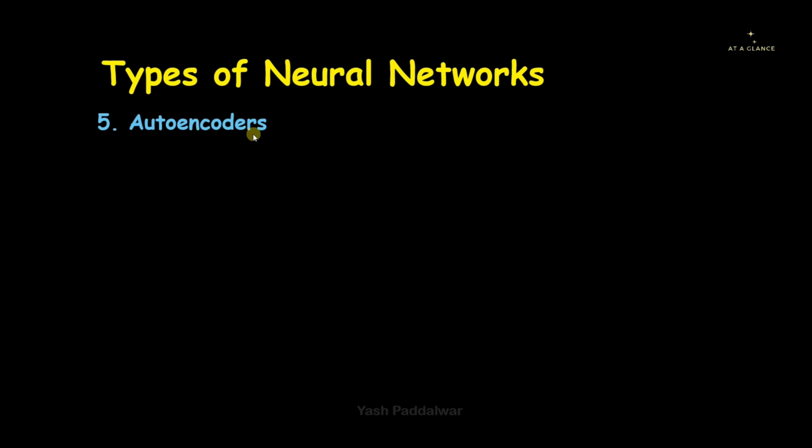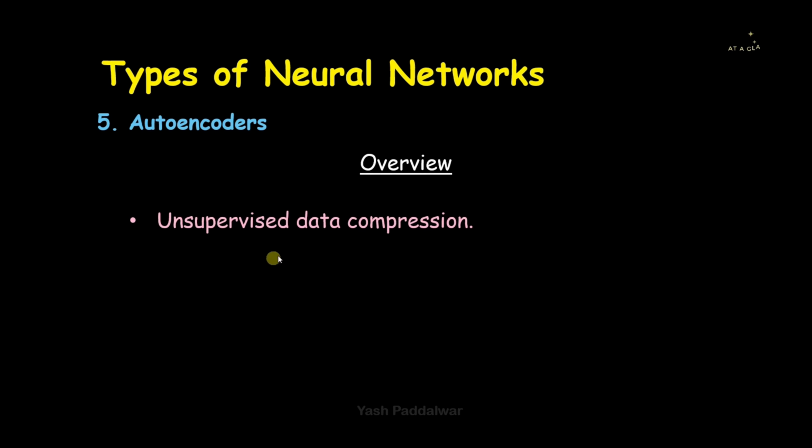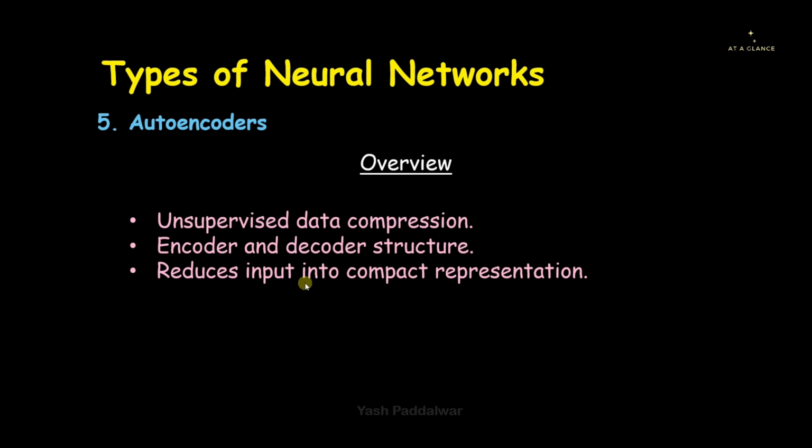Let's move on to the next type of neural network, which is called autoencoders. So first, let's have an overview of autoencoders. Autoencoders are used for data compression as well as reconstruction of the data. It is an unsupervised learning technique. It has a specific structure which contains the encoder and decoder section. Basically, autoencoders reduce the inputs into compact representations.